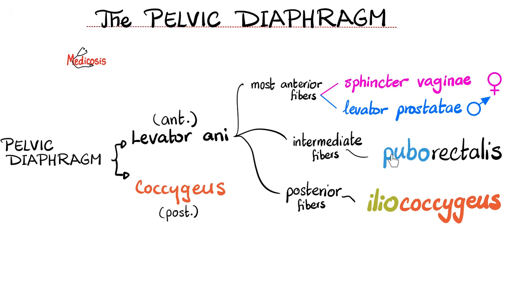It's easy to remember that puborectalis is more anterior if you remember that the pubis is more anterior, but the coccyx is more posterior. And look at this, the iliococcygeus muscles are very close to the posterior coccygeus muscle. If you really want to understand the perineum, get a pen and doodle with Medicosis.